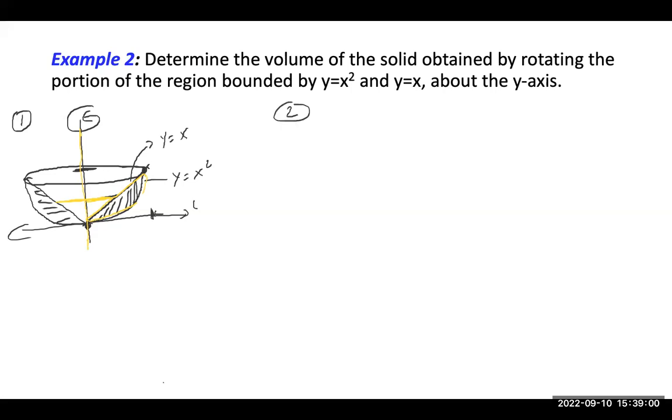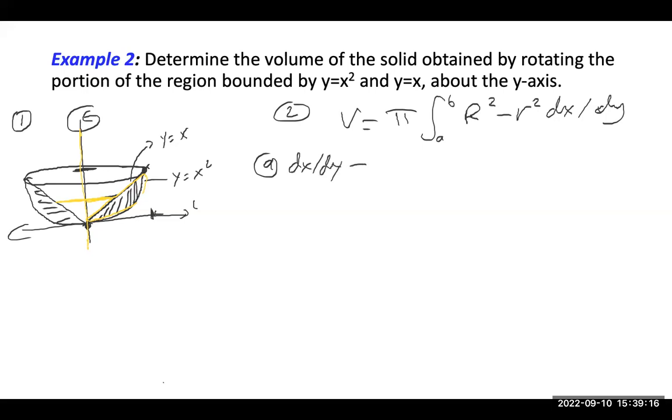Okay, so number 2, because I know I'm using the washer method, I write down the formula for the washer method, which is going to be pi times outer radius squared minus inner radius squared dx or dy. So my first step, figure out, am I dealing with the dx or am I dealing with the dy? Second step, figure out the bounds.